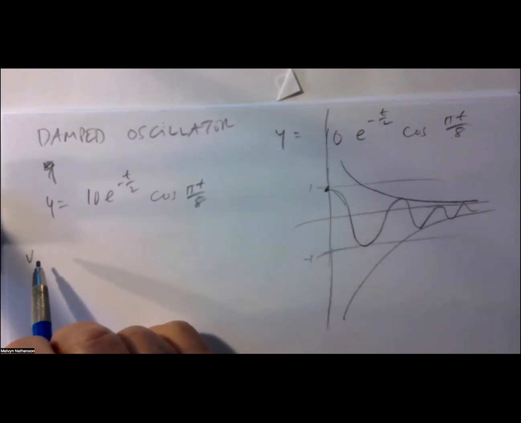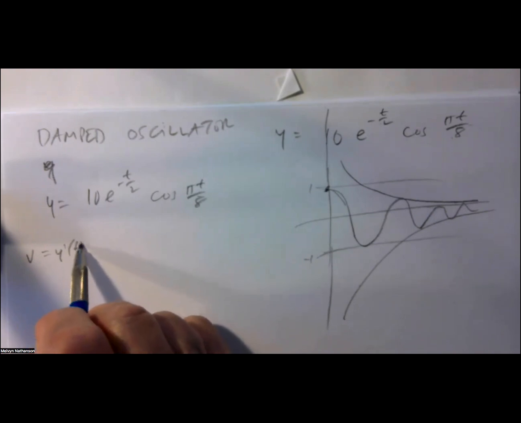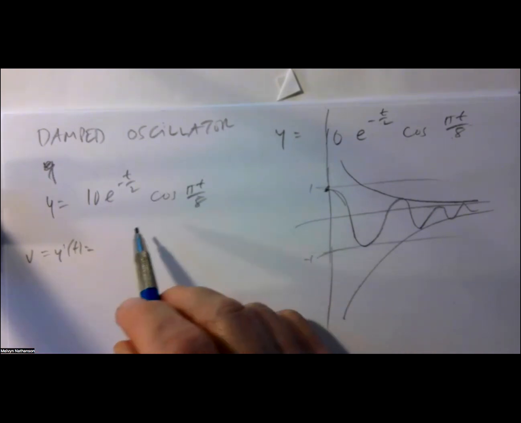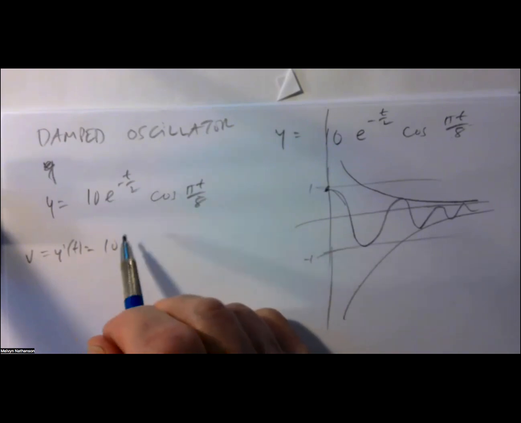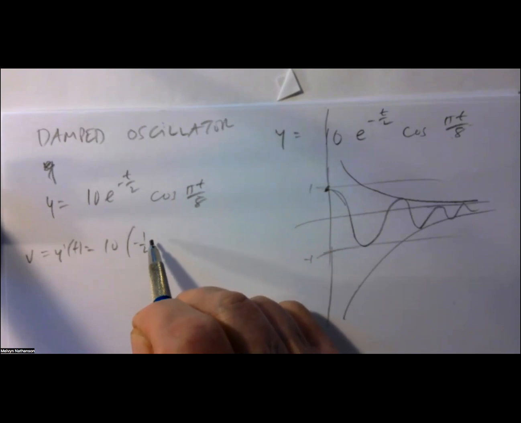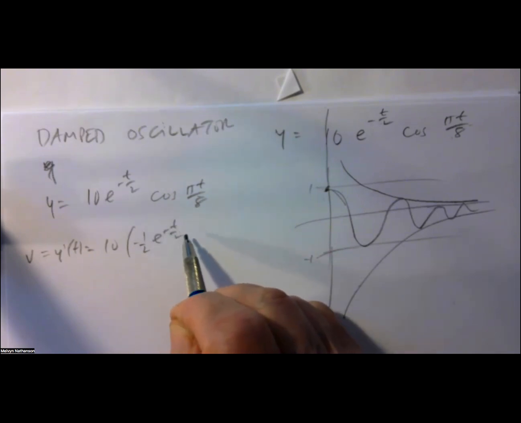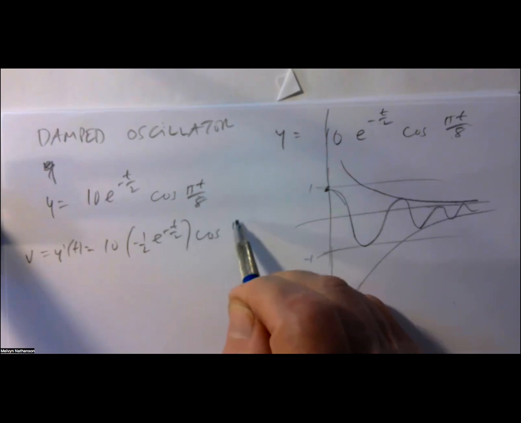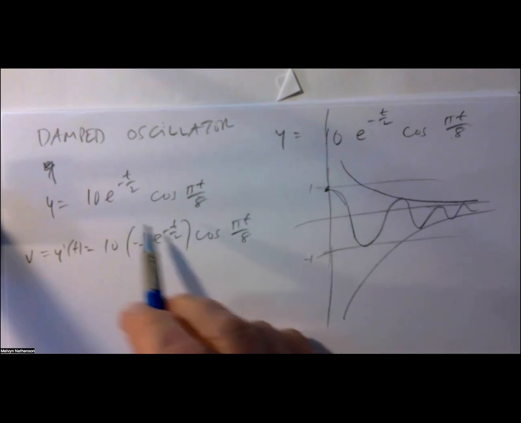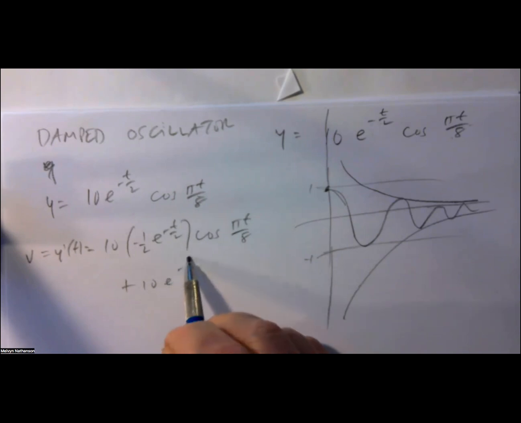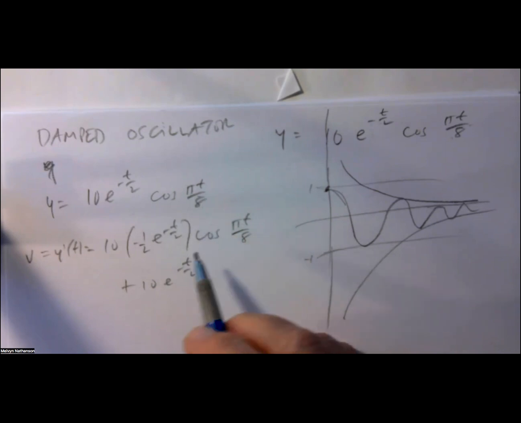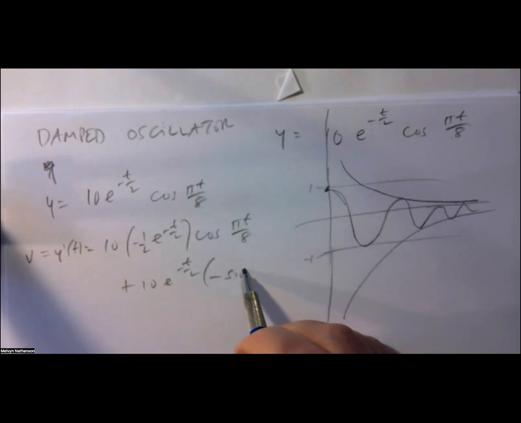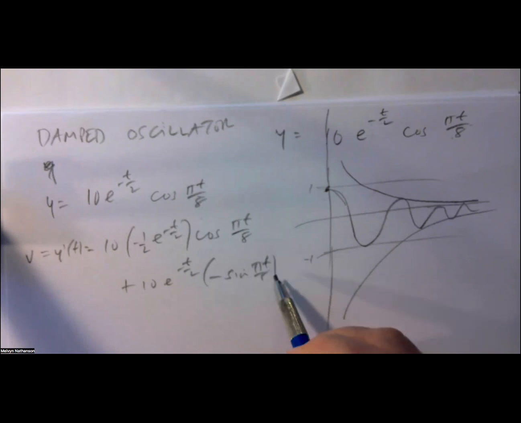So the velocity v, which is y prime of t, when you differentiate by the product rule, you get 10 times the derivative of e to the minus t over 2, which is minus a half e to the minus t over 2, times the cosine of pi t over 8. This is the product rule, plus 10 e to the minus t over 2 times the derivative of the cosine of pi t over 8, which is minus the sine of pi t over 8 times pi over 8.